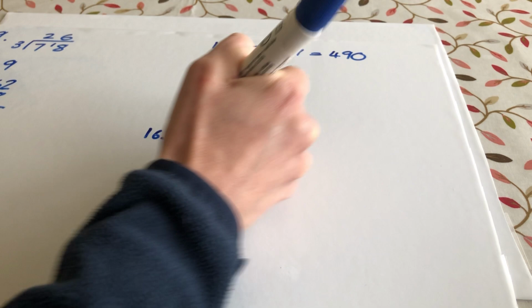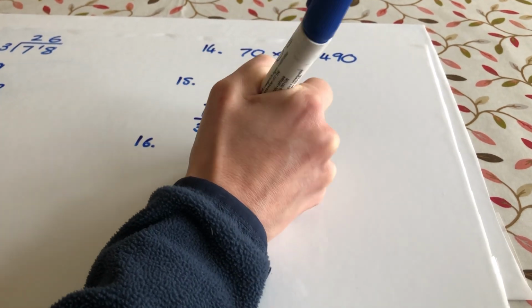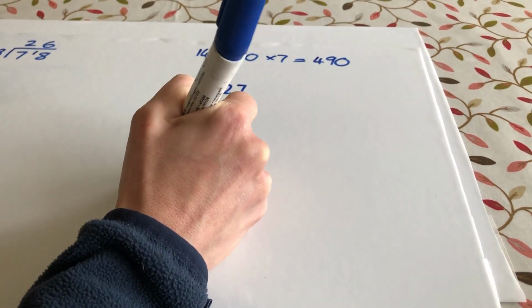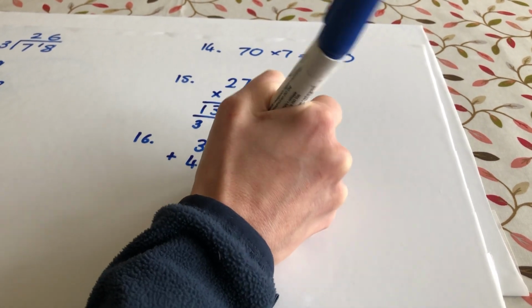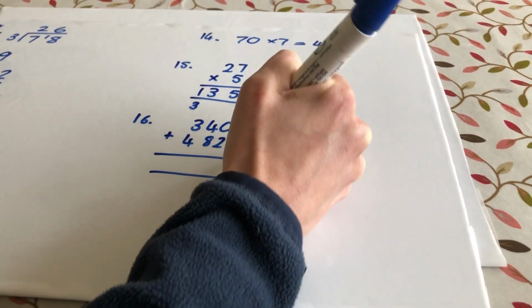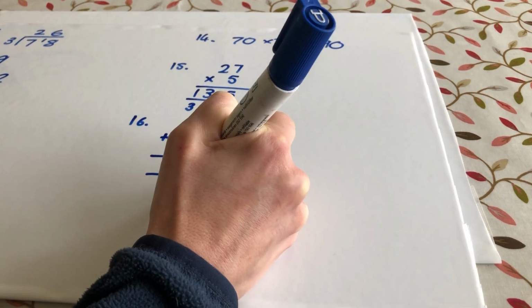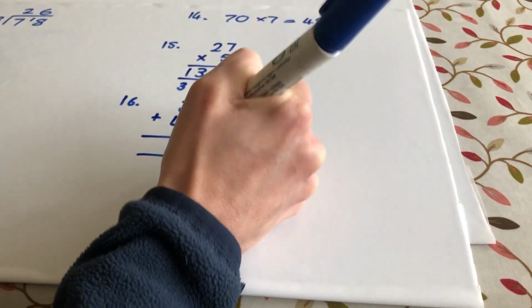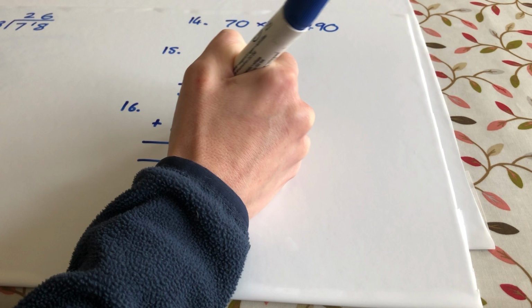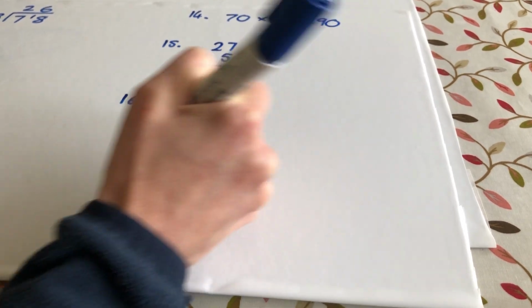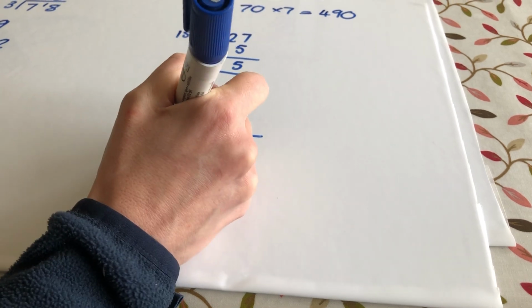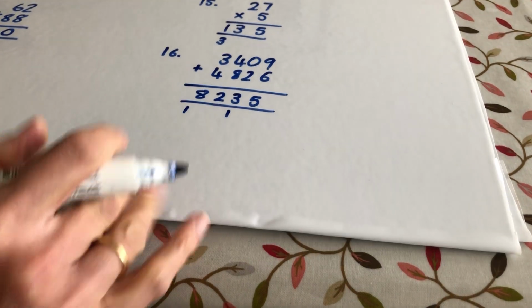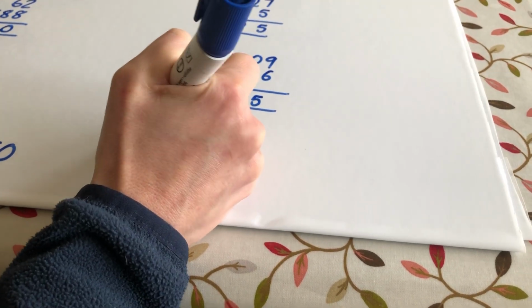Question 16. 3,409 add 4,826. 9 add 6 is 15. Put the 5 in, carry the 10. 2 add 1 is 3. 4 add 8 is 12, put the 2 in, carry the 10. 3 add 4 is 7 and add 1 is 8. 8,235.